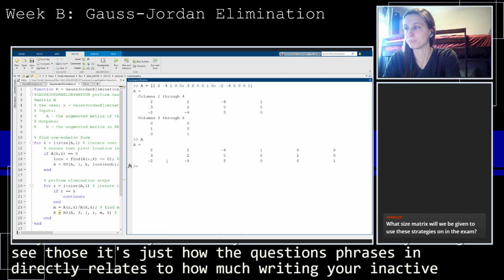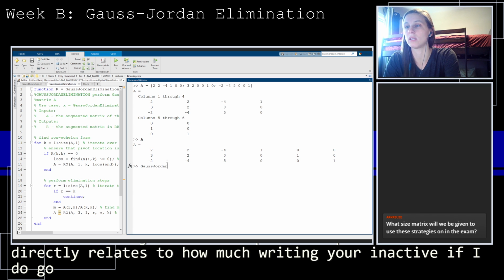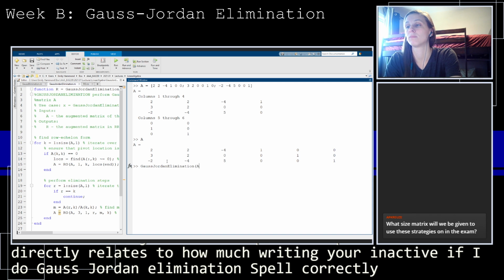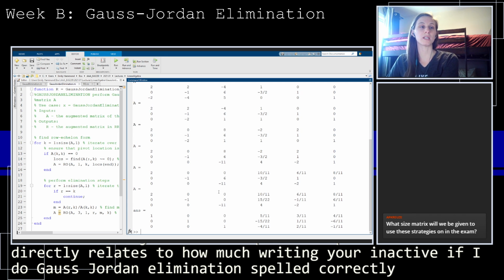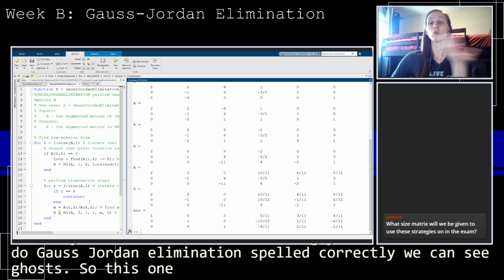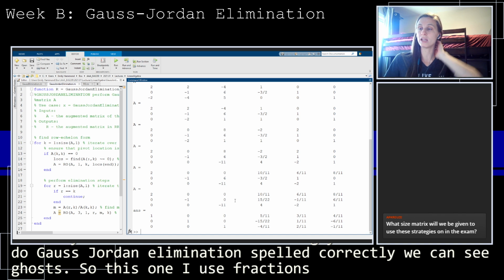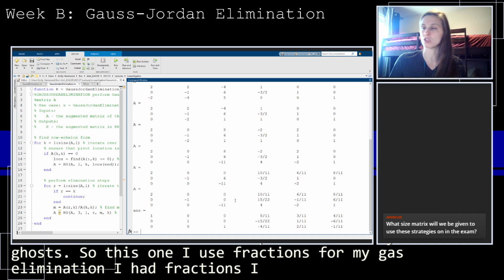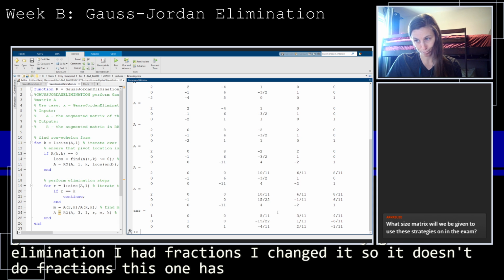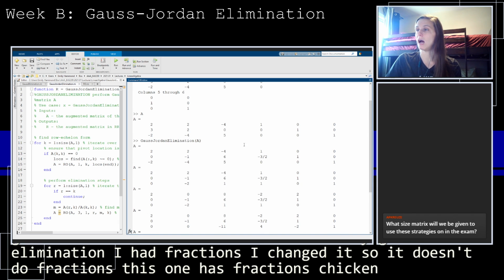Okay, so here's A. If I do Gauss-Jordan elimination, spelled correctly, we can see it goes through the steps. So this one, I use fractions. For my Gauss elimination, I had fractions. I changed it so that it doesn't do fractions. This one has fractions. So you can see how it goes through all my steps.